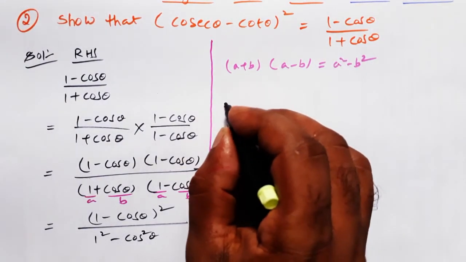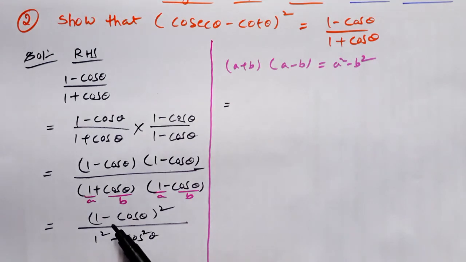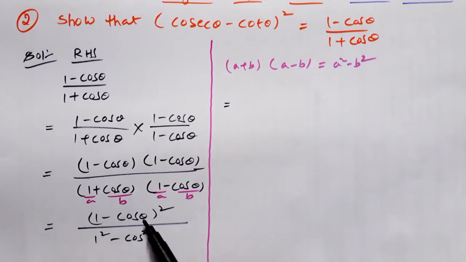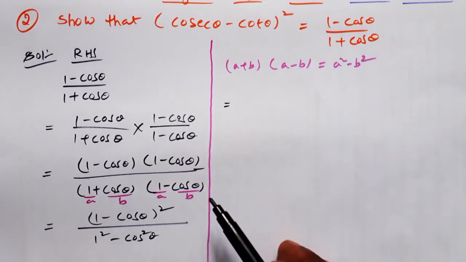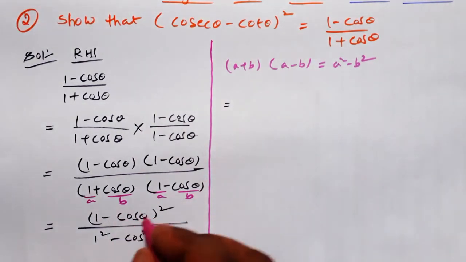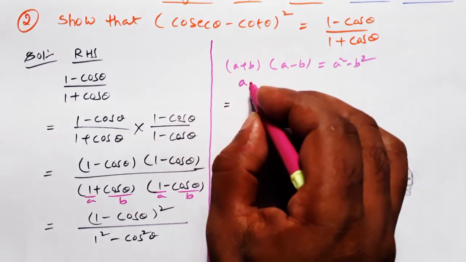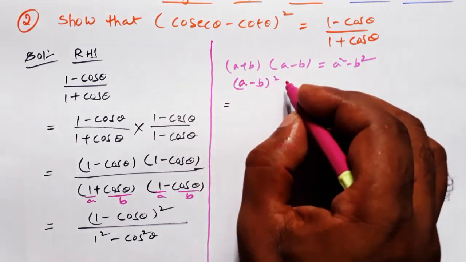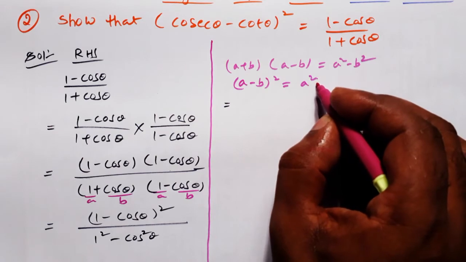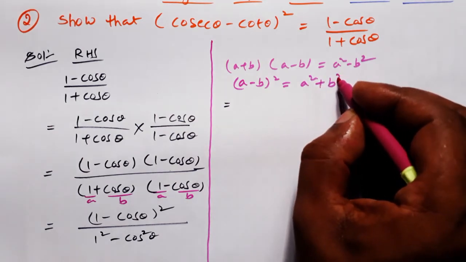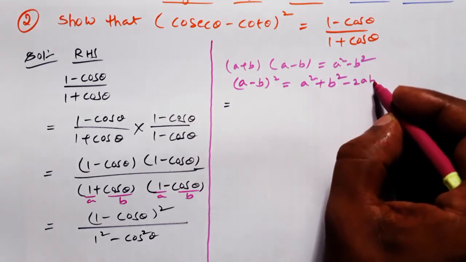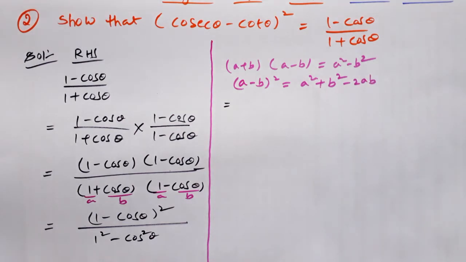Yes. Next step you see here. Numerator is looking like some formula again. What is the formula that we have to apply for the numerator? 1 minus cos theta whole square, no? So numerator formula I will write here. A minus B whole square formula. A square plus B square minus 2AB. That formula we have to use.